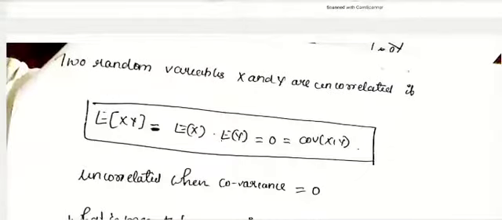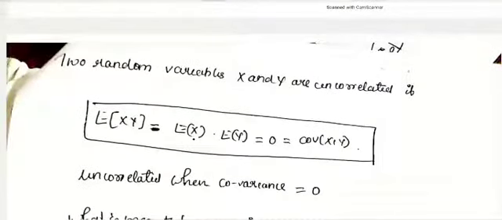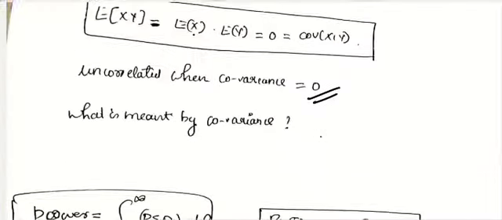And two random variables x and y are uncorrelated if E of x y minus E of x into E of y is equal to 0. That is, the covariance should be equal to 0. To find the covariance, the formula is E of x y minus E of x into E of y. They are uncorrelated when covariance is equal to 0. What is meant by covariance, I will be discussing that.